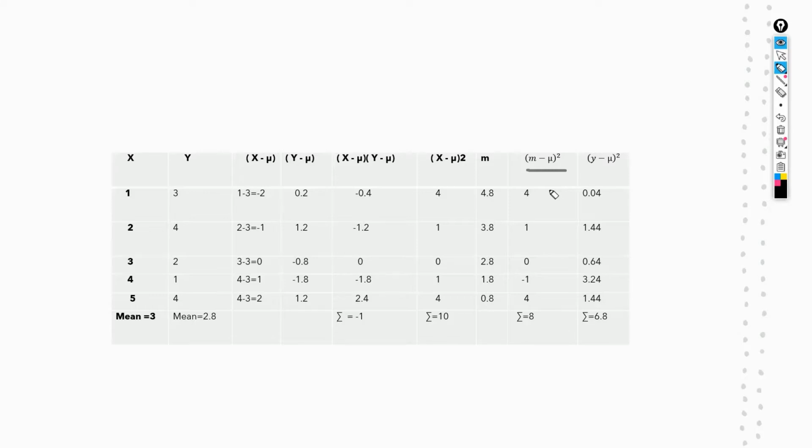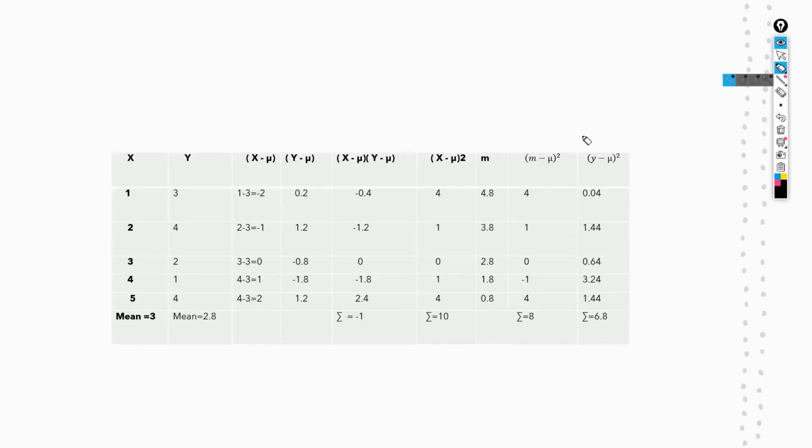Like this, we can find this one, mu minus 1 whole square. Like that I have found these values and done the summation of everything. I have got the summation equal to 8. And for y minus mu, where the y value is 3, minus 2.8 is equal to 0.04, and 4 minus 2.8 is equal to 1.1, like that. 2 minus 2.8 is 0.5. Like that I have calculated this, and I have got the summation value as 6.8.